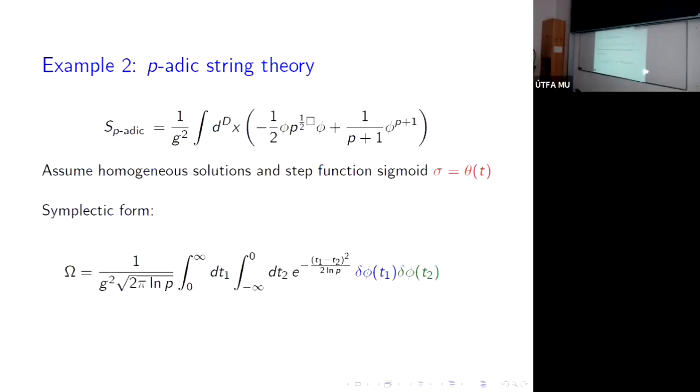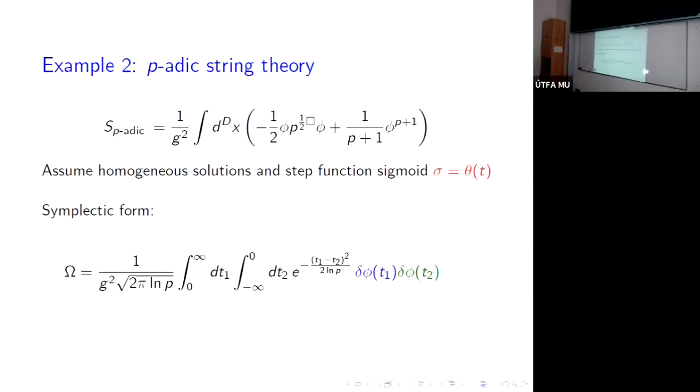So another example is returning to this p-adic string theory model, this non-local scalar field theory model. Okay, we can also rewrite this in BV language, and we can even choose our sigmoid to be this step function, which is 1 in the future of t equals 0 and 0 in the past, and try to compute the symplectic structure and see what we get. And we get this formula.